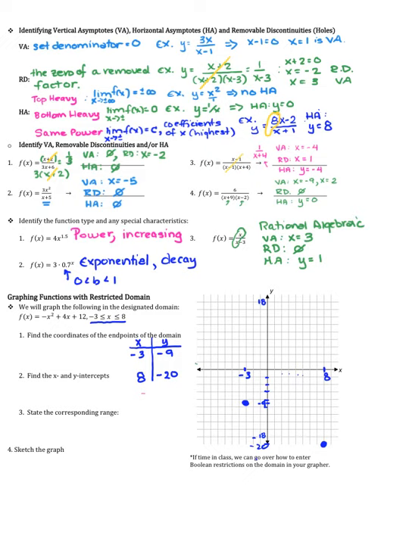Okay, now what we need to do, because this is an upside down parabola, because your a value here is negative, so we know it's what we call a frown.